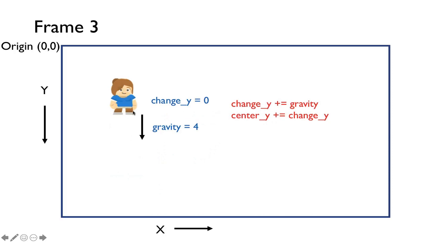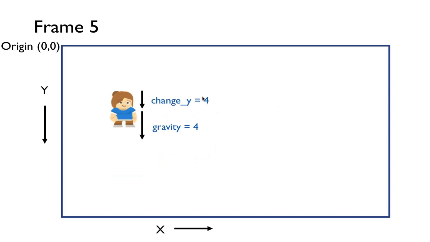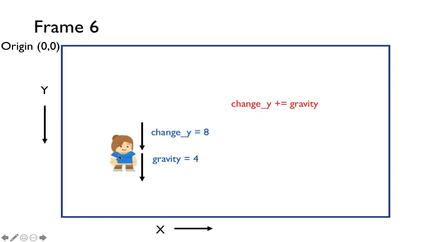So I was down here, I jump up, slow down, stop, and then I'm going to fall down according to gravity again. So at this next frame, change y is 0, so I'm not going to move. And then now my gravity is going to add to my change y to get 4. So now I'm going to start falling. I add my change y to center y, and I move down 4 pixels. Again, next frame, I add gravity again to change y. So now notice that my velocity in the y direction is increasing downwards because gravity is pulling it down. Next frame is going to be 8, and I'm going to move down faster, 8 pixels, basically back to where I started. So that's basically how gravity works.